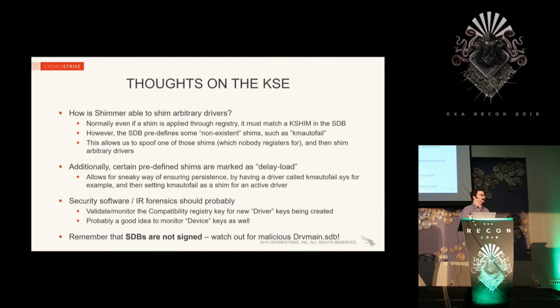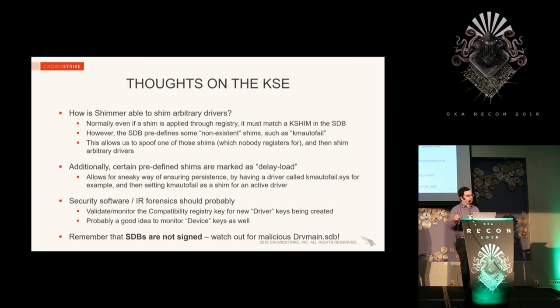One of the questions you might have is, how is the shimmer tool able to shim arbitrary drivers? Because we said that if a shim is applied in the registry, it has to match a shim in the SDB. And I haven't modified my SDB to say that there's now a new shim called shimmer. What's really cool, though, is that the SDB defines some non-existing shims. There's a shim called KM autofail with a GUID. Now, KM autofail doesn't actually exist.